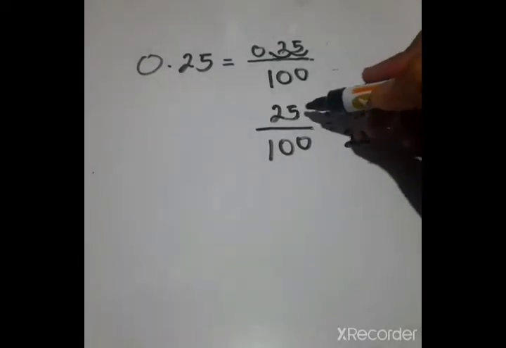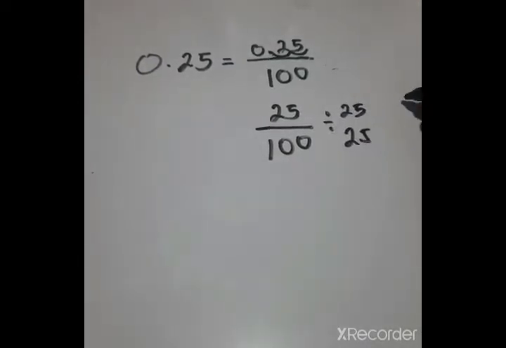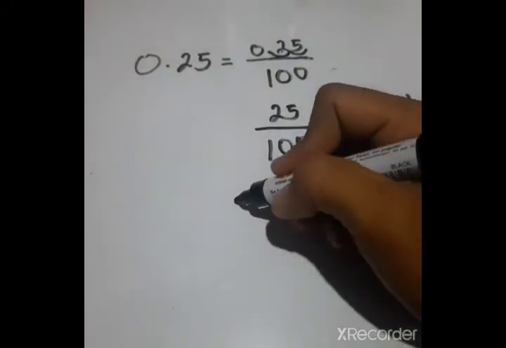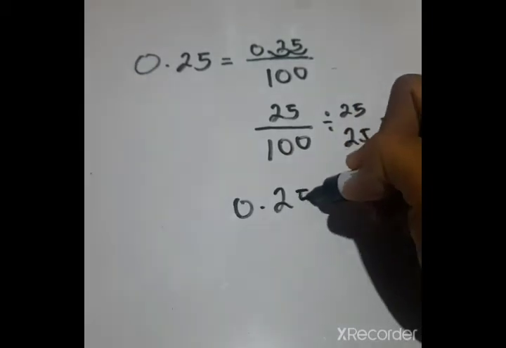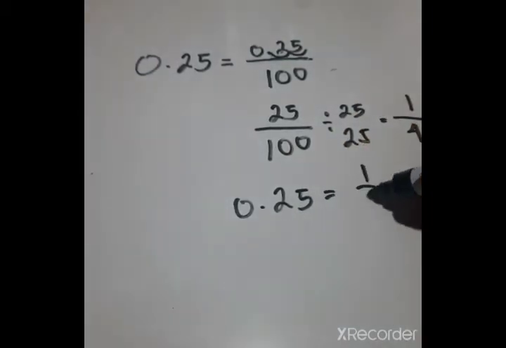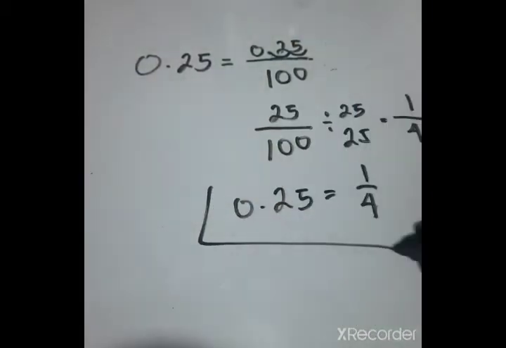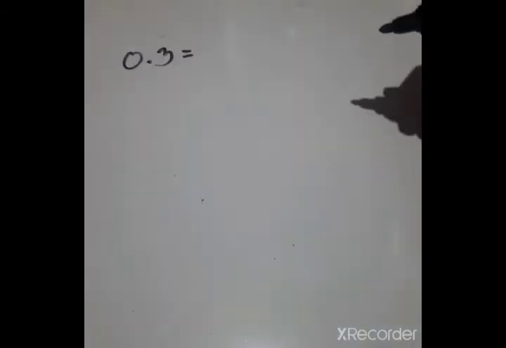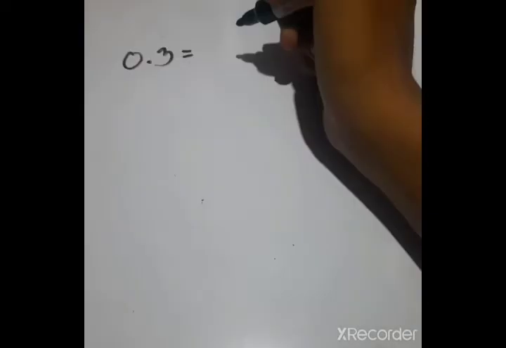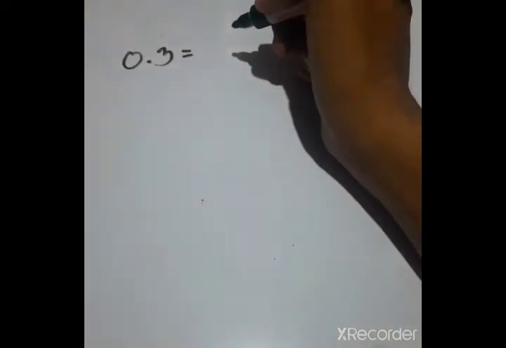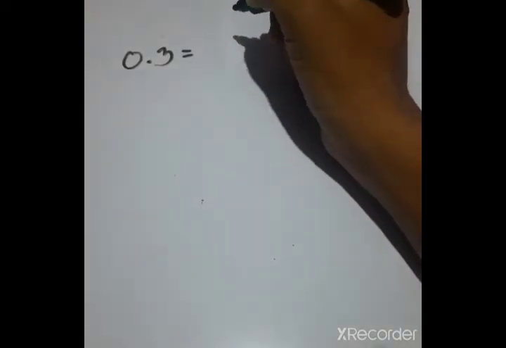So 25 divided by 25 is equal to 1. And then 100 divided by 25 is 4. So therefore, 0.25 is equivalent to 1/4. There you have it. Okay, let's have another example. Let's try 0.3. Let's express 0.3 now as a fraction.